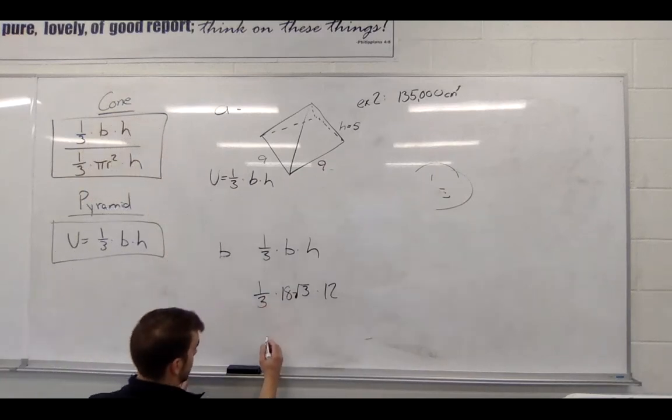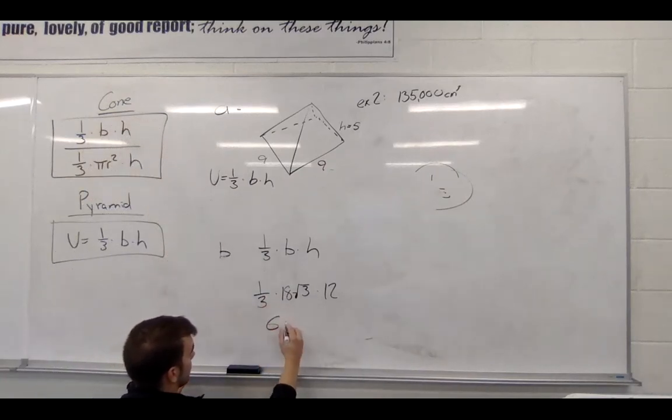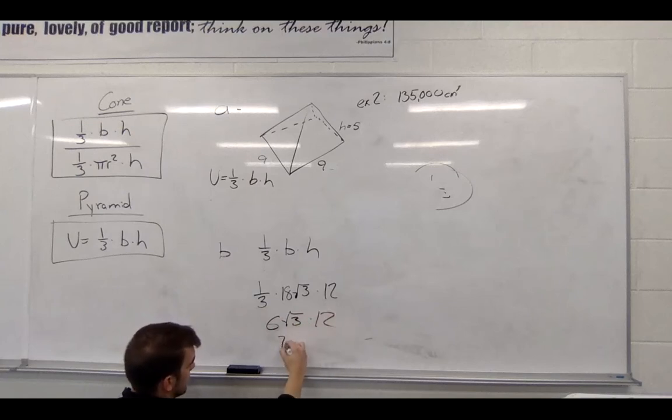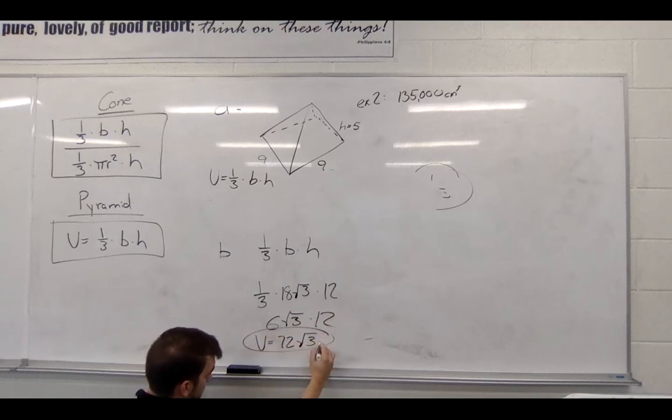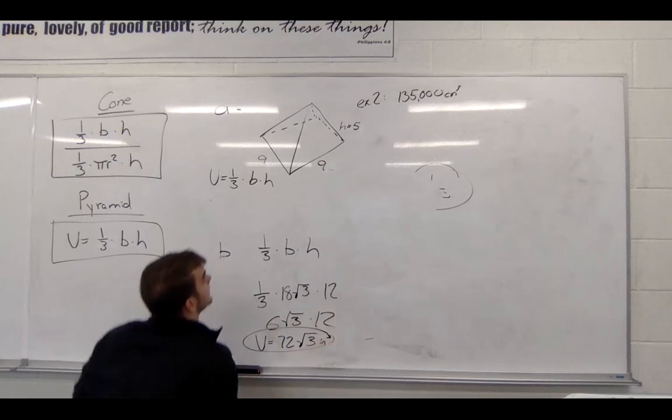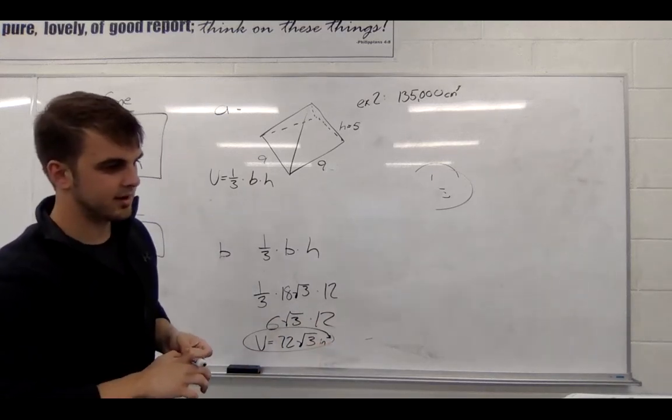18 divided by 3 is 6. 6 times the square root of 3 times 12. 6 times 12 is 72 times the square root of 3. The volume is 72 times the square root of 3. Whatever their measurement is, I'm going to use inches again, cubed. So that's what you have for that.